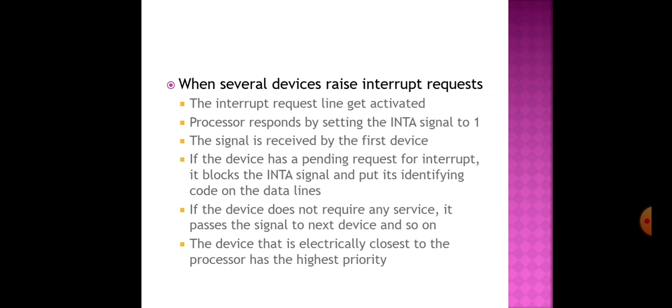If the device needs to raise an interrupt request or it needs to get serviced, it stops the interrupt acknowledge signal and sends its special code to the processor. And if it does not need any service, it passes the interrupt acknowledge signal to the second device and so on. Here the device that is electrically closest to the processor has the highest priority.